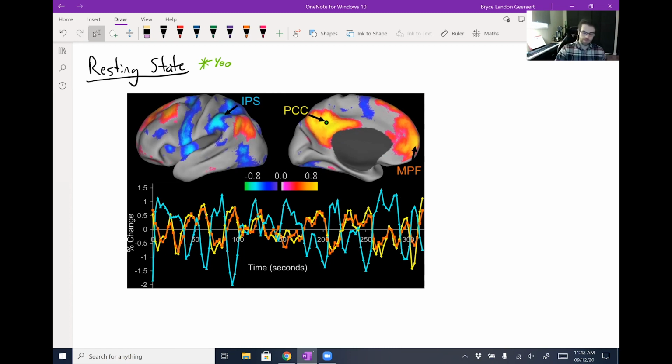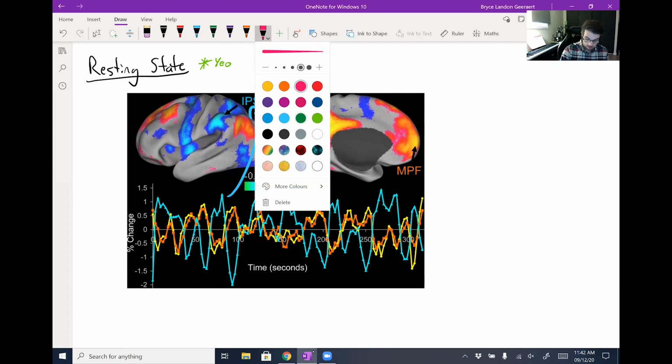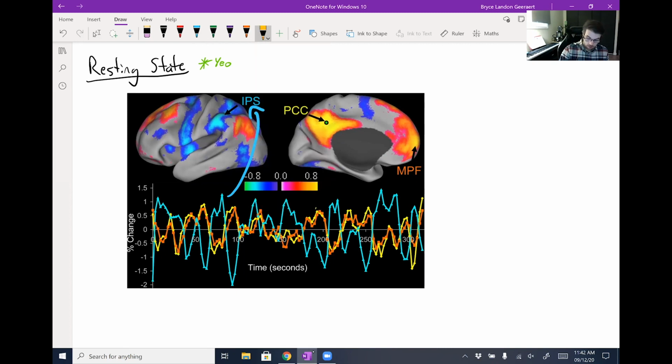I didn't draw those. But the idea here is you've got this blue line, which is connected to the intraparietal sulcus right here. It's got an arrow pointing to the region. There's also the posterior cingulate in yellow. So that's this region over here. And then there's also the middle prefrontal, I guess that is, maybe medial, right there in our orange line.